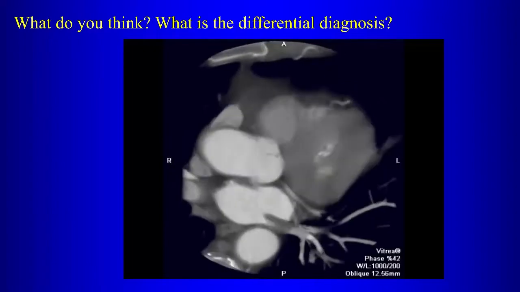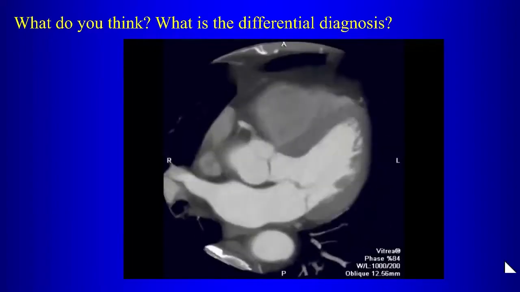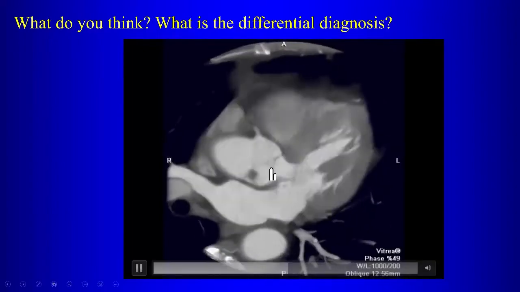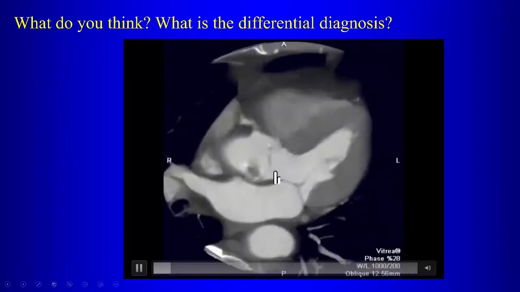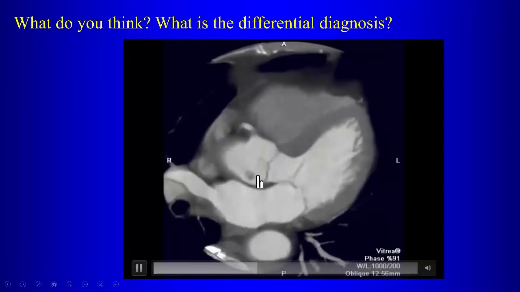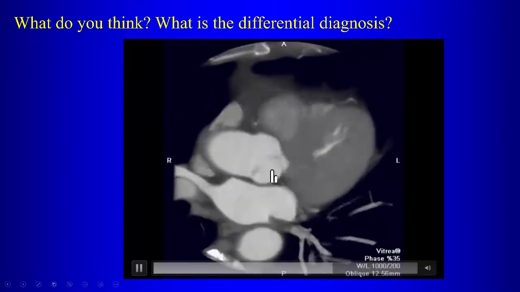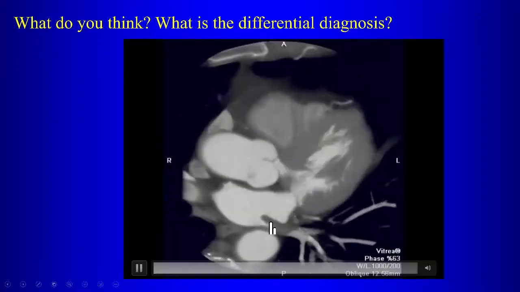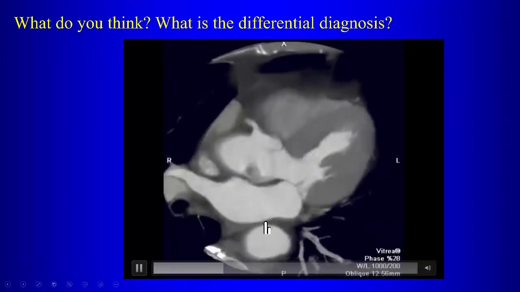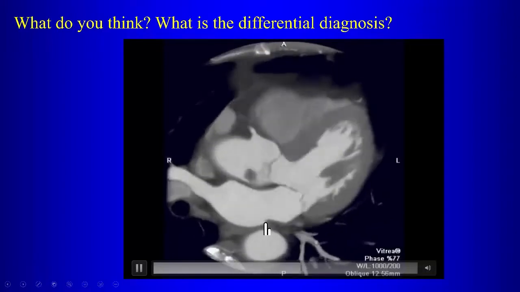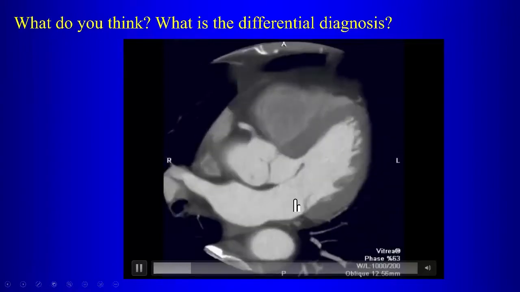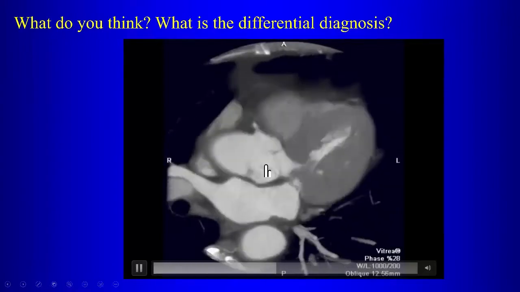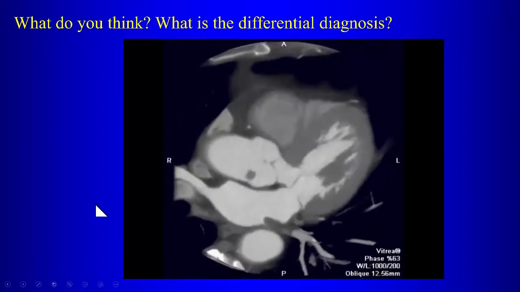Where's the filling defect? Yeah, so what is this guy here? What is this guy? Yeah, so here we have the small filling defect that's attached to the aortic valve. What kind of view is this? Yeah, it's an LVOT view: left atrium, left ventricle, aortic valve. So you have a filling defect here attached to the aortic valve.